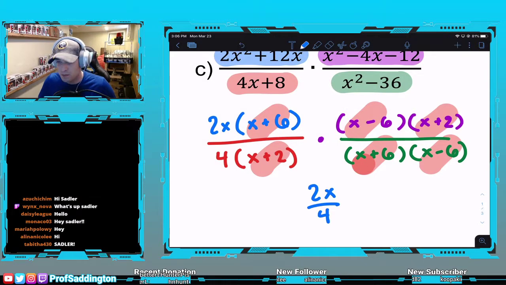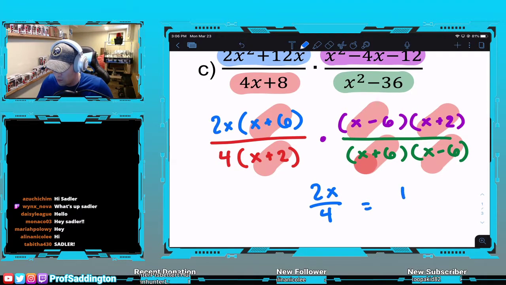And some of you guys may have simplified this up top as well, but 2x over 4, technically the 2 and the 4 can simplify down as well, and we can divide both of those by 2. And if we do so, we're just going to have 1x over 2, or you could just leave it as x over 2. Okay?